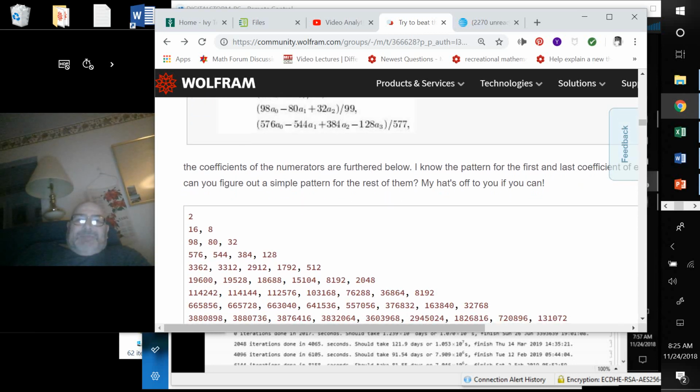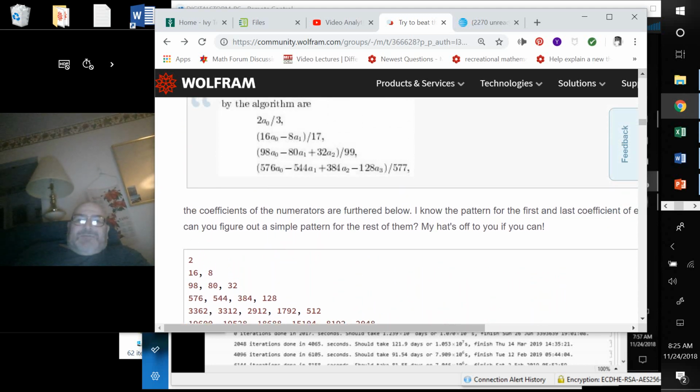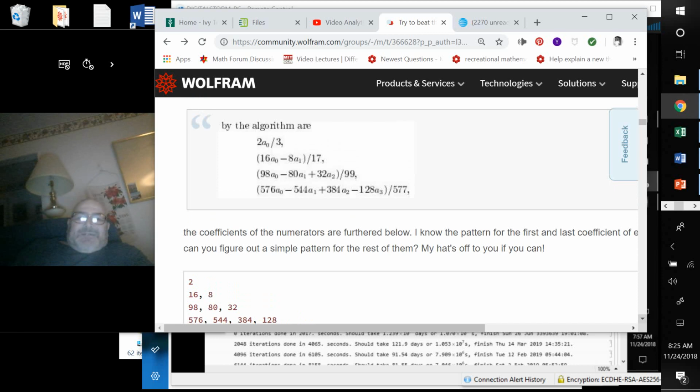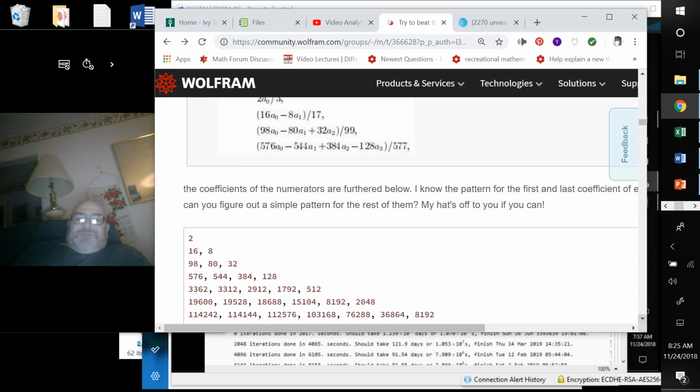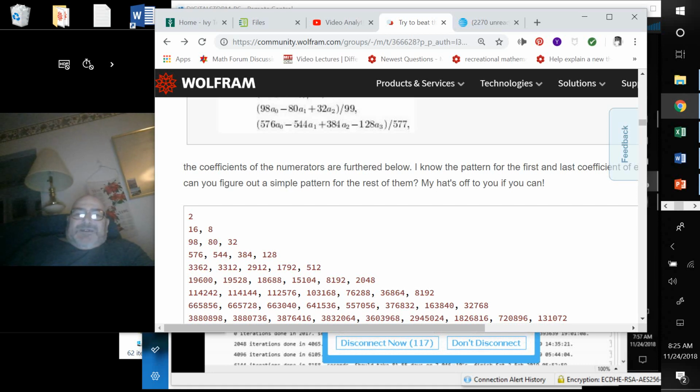I could be mistaken. But anyway, the coefficients of the numerators are patterned out, drawn out here. And I noticed I could figure out the pattern for the ones on the right. They were the s minus 1. And the ones on the far left, I forgot what they were, but it's not hard to figure out.